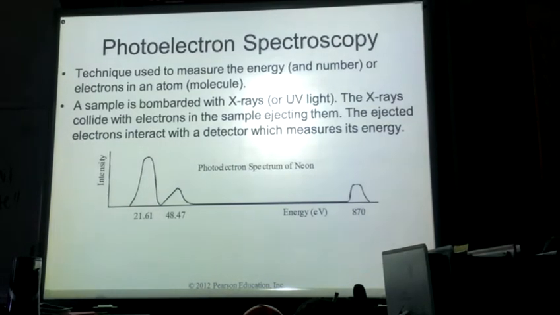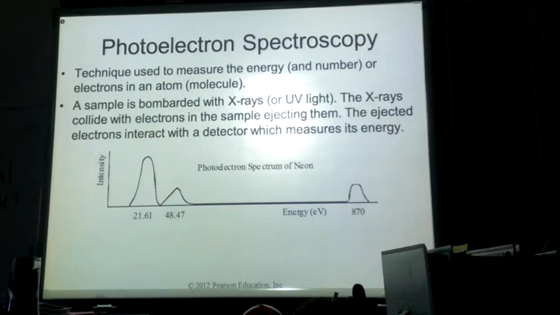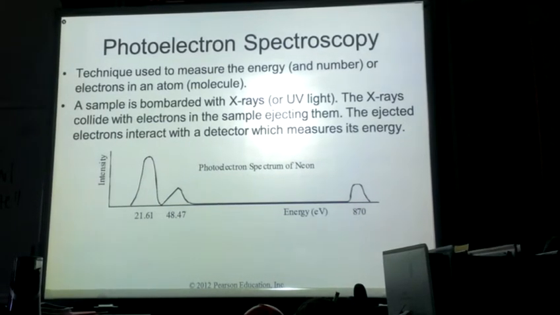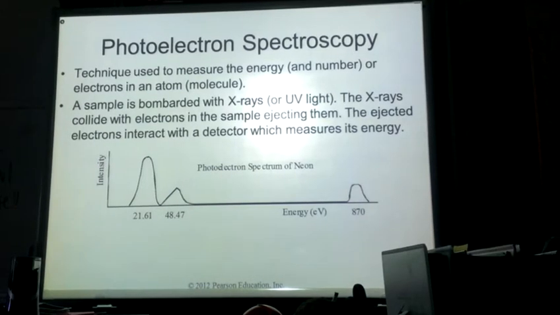Last thing that we'll allude to is something called photoelectron spectroscopy. This is kind of similar to the radial distribution that we talked about before, only I think this is so much easier to read. Photoelectron spectroscopy is a technique that we use to measure the energy and also the number of electrons in an atom, okay?